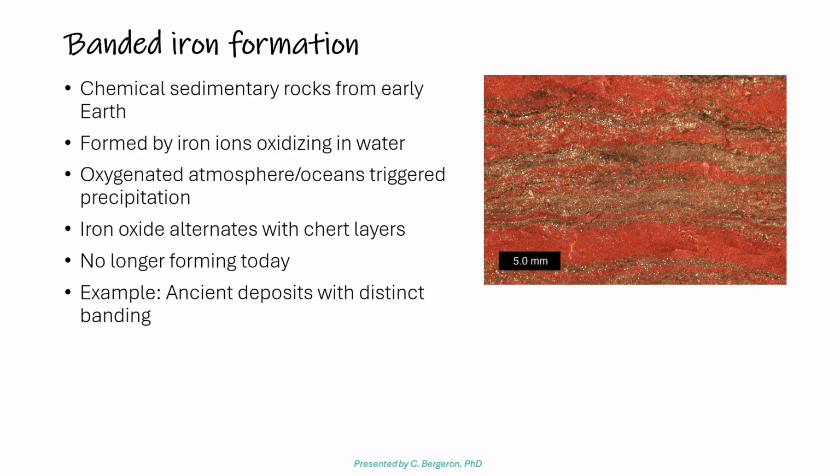And so what you had was oxygenation of the atmosphere and the oceans caused free iron ions to become oxidized. And when they became oxidized, it precipitated out of solution, forming these deposits. So the iron oxides were deposited, usually in alternating bands between iron and chert.